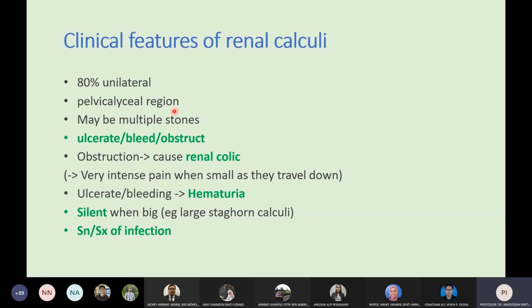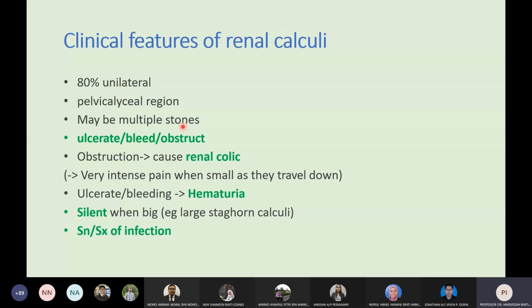Clinical features: usually they tend to be one-sided. Thank God you have another kidney to compensate if this particular kidney is affected by the renal calculi. The majority of patients are one-sided. This is the most affected part, the pelvic region. The stones can be multiple.